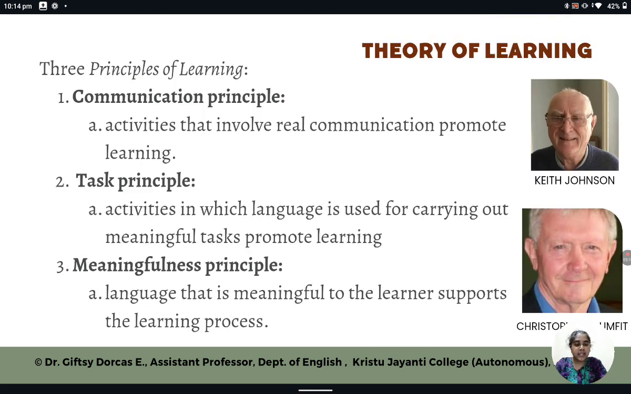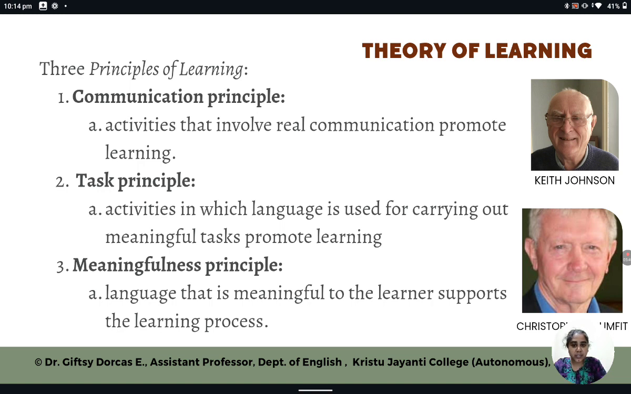And the theory of learning. Previously we saw the theory of language, now we're seeing the theory of learning. It has three principles of learning that were put forward by Keith Johnson and Christopher Brumfit. They are the communicative principle, the task principle, and the meaningfulness principle. The communicative principle involves activities that involve real communication. So how you communicate in real life is used.